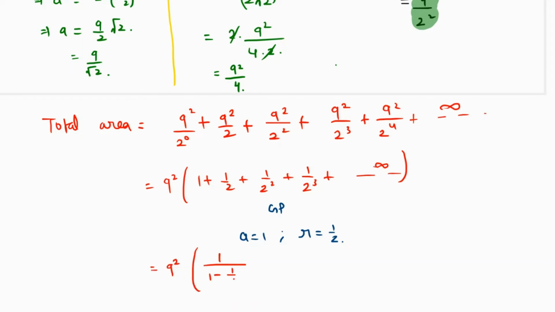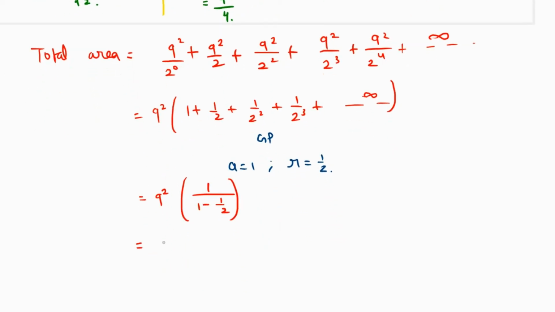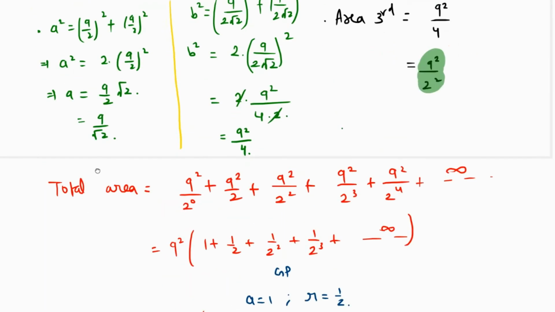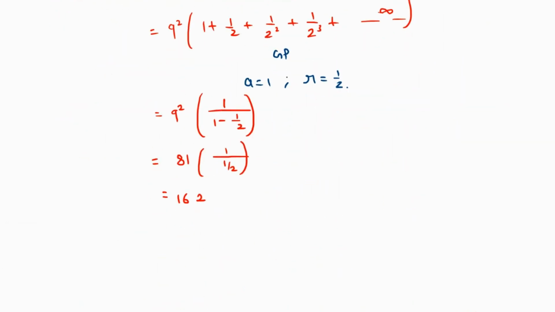So that's 1 over 1 minus 1 over 2, multiplied by 9 square, which is 81. 1 minus 1 over 2 is 1 over 2, and this 2 comes up, so we are left with 81 times 2, which is 162. And what is the unit? The unit will be centimeter square. So this is the sum of all the areas of such squares.